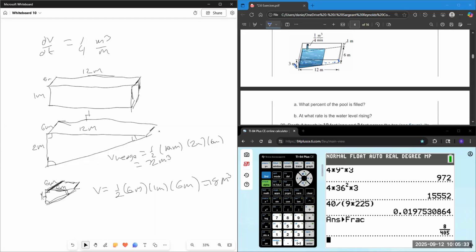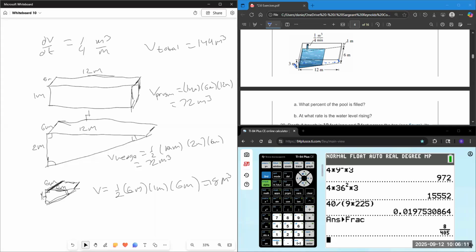All right. And then I have a volume here of the prism, the rectangular prism: length times width times height. So this is 1 meter times 6 meters times 12 meters. 6 times 12 is 72. So total volume of the pool is going to be 72 plus another 72 is 144 cubic meters.